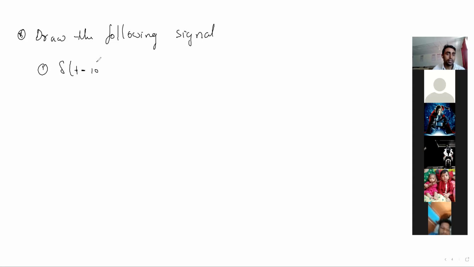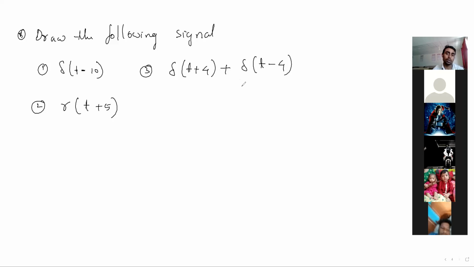First, t minus 10. Second number is u(t). Already I have given the u. Okay, give it a ramp signal, r(t). Third number, let me give a very nice example: (t minus 4) plus (t plus 4) plus (t minus 4). Now this addition of signals has come. Here only these things are very important. It's very simple. Just you try.